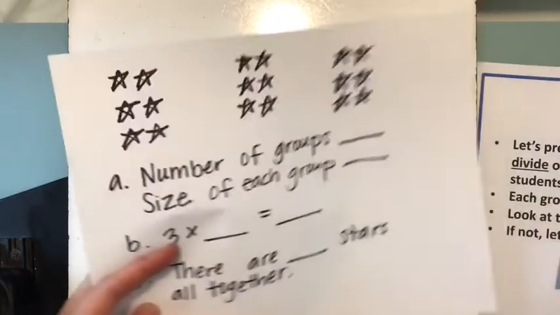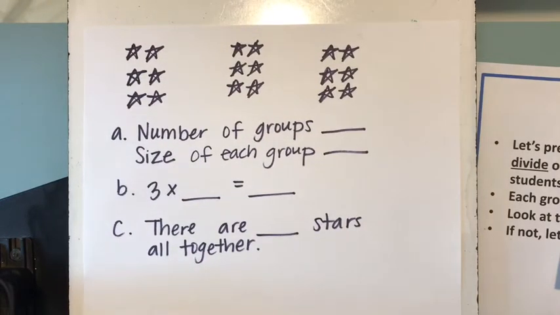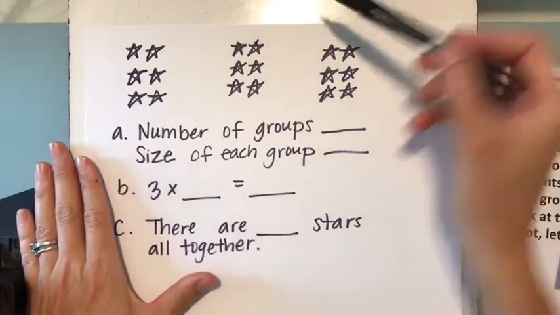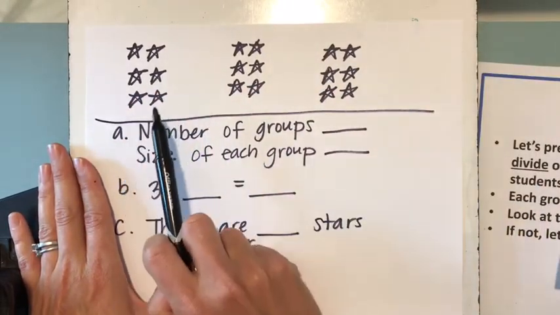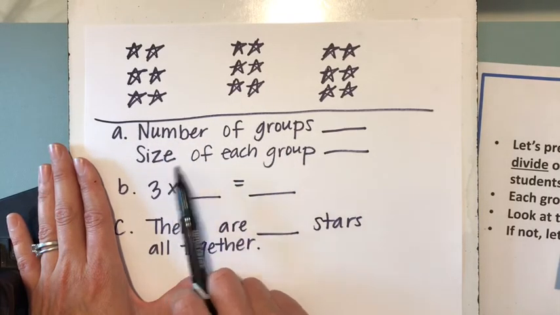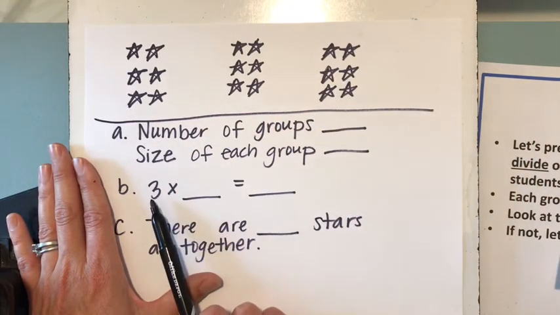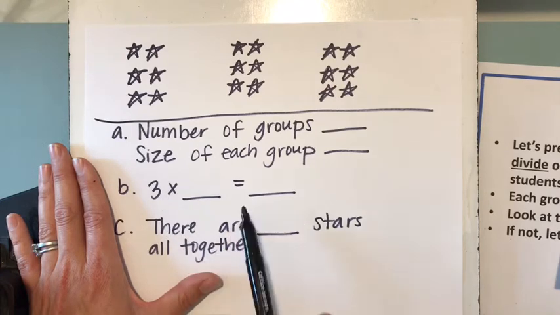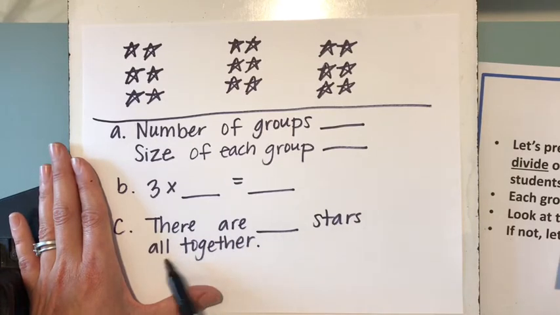Okay, let's look at this picture now. This is one last thing I'm going to go over before we practice. Okay, so here we go. Here's our picture. We need to figure out the number of groups. So how many groups are there? And the size of each group. So how many are in each group? We need to also do a multiplication equation to solve. And on number C, there are blank stars all together. So we need to figure out what the total is, or the product.